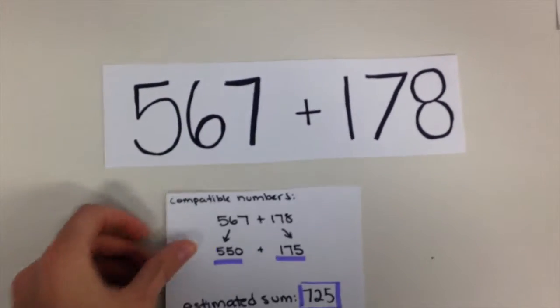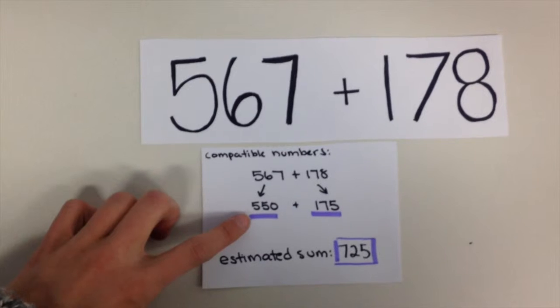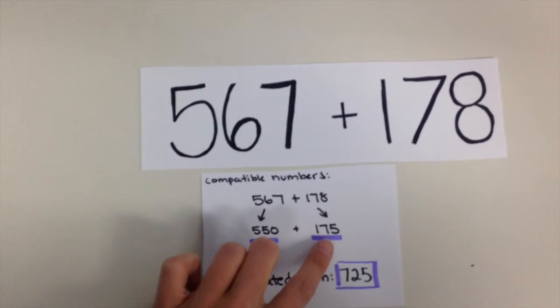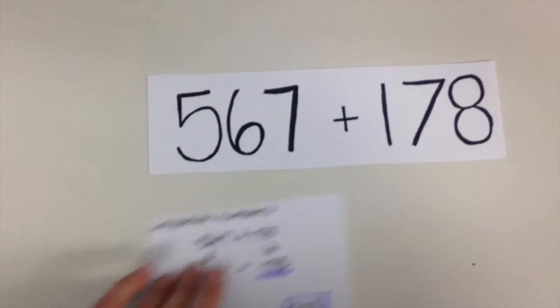Another way to do it would be by rounding to compatible numbers. So 567 could be rounded to 550 and 178 rounded to 175. In this case, the estimated sum would be 725.